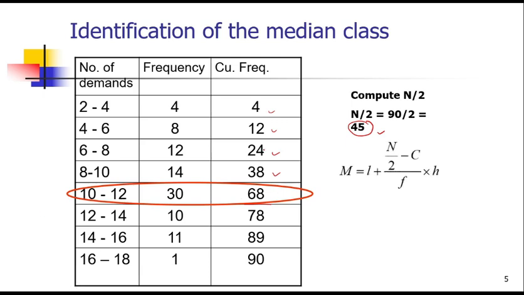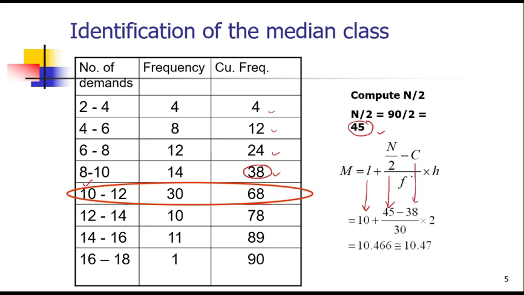Now, once we obtain the median class, every other parameter of the formula of median can be computed. L, lower limit of the median class. So, what is the lower limit of the median class? It's 10. So, I replace 10 here. N by 2 we have just now computed, it's 45. So, I write 45 here. C, cumulative frequency of the previous class. That means this 38. So, I replace here 38.